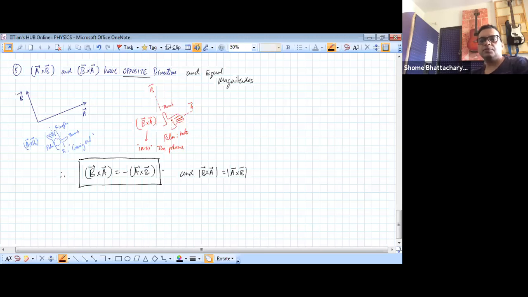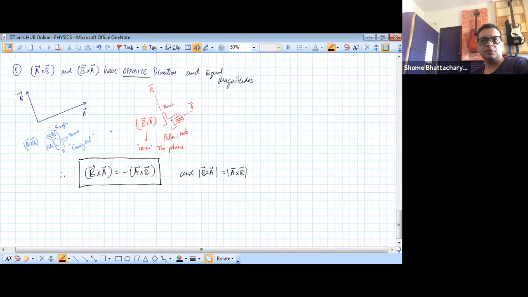Shikhar, to explain B cross A again: look here, if I am calculating B cross A for these two vectors, then I have to orient my right hand such that I place my thumb along B and my fingers along the vector A. So how will B cross A point? It will be pointing into the plane. Whereas if I am doing the operation A cross B, then my thumb should be along A and my fingers should be along B.